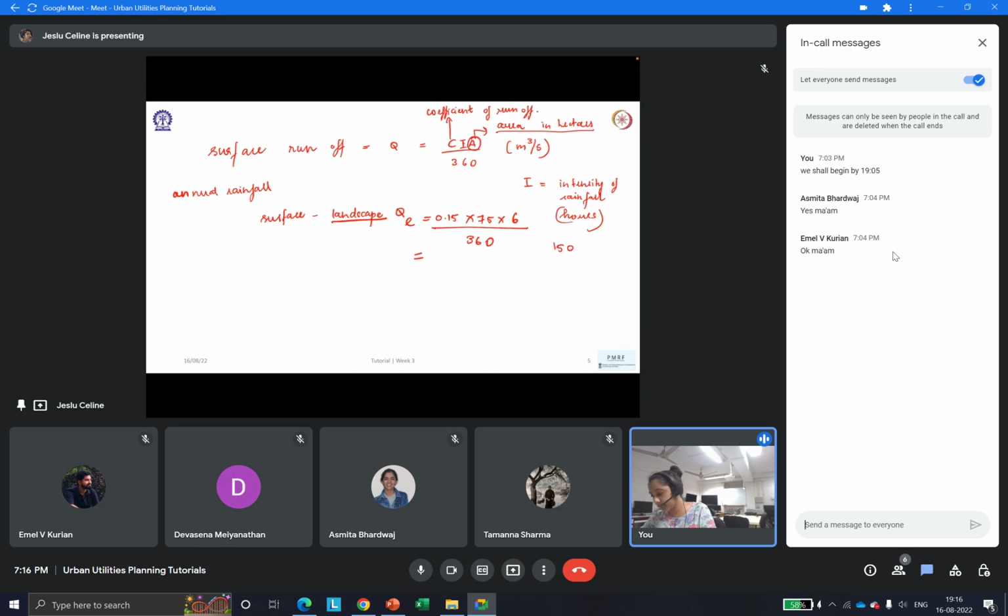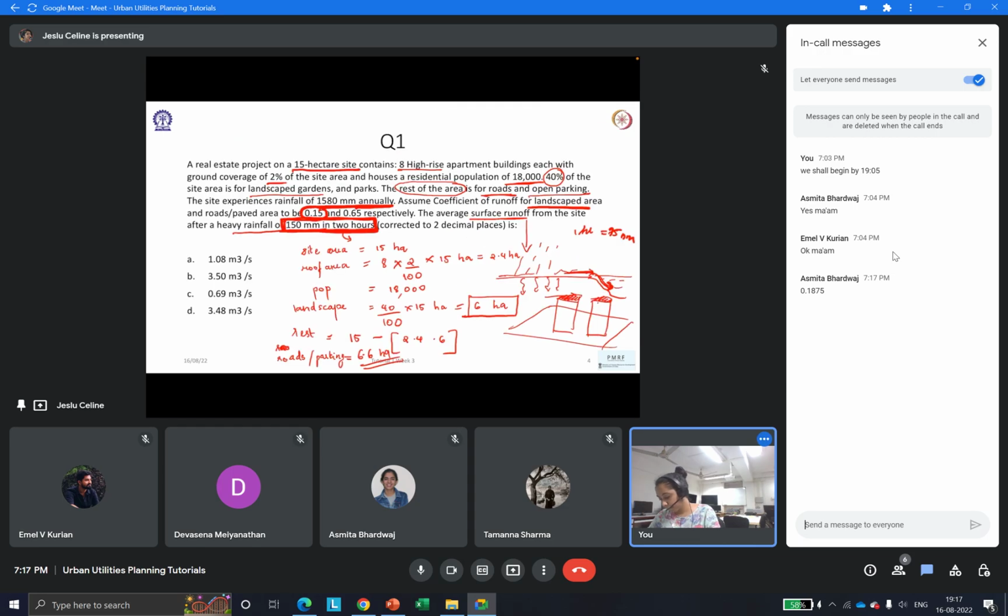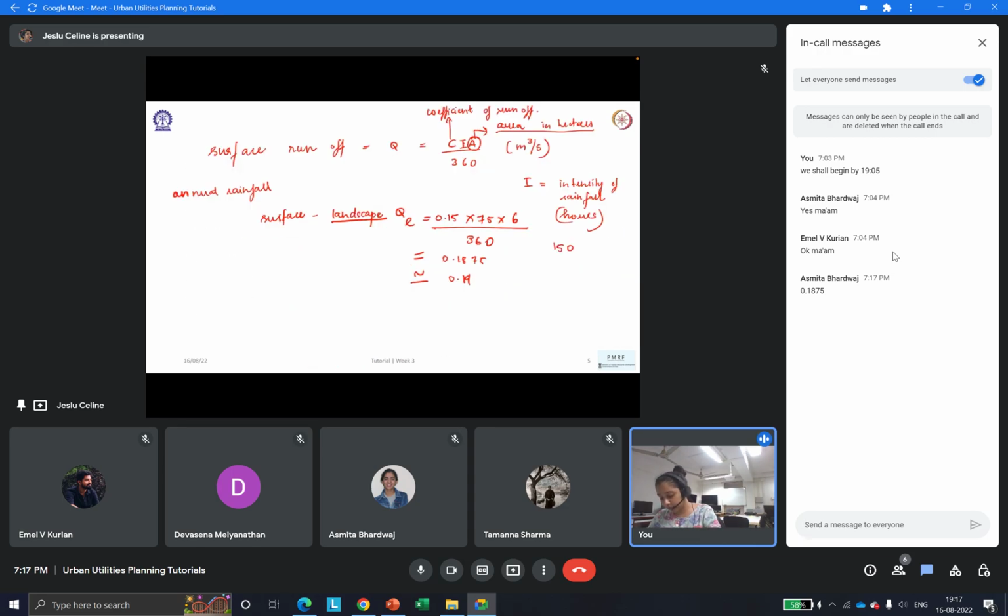Now this is a very easy calculation. Can somebody just quickly do this and let me know what is the final answer? Very good, Asmita. Very good. Yeah, it is 0.1875, which we will just approximate to 0.19 because we also need to look into our options also. So, okay, yeah, we are not yet done. We only did for the landscape area.